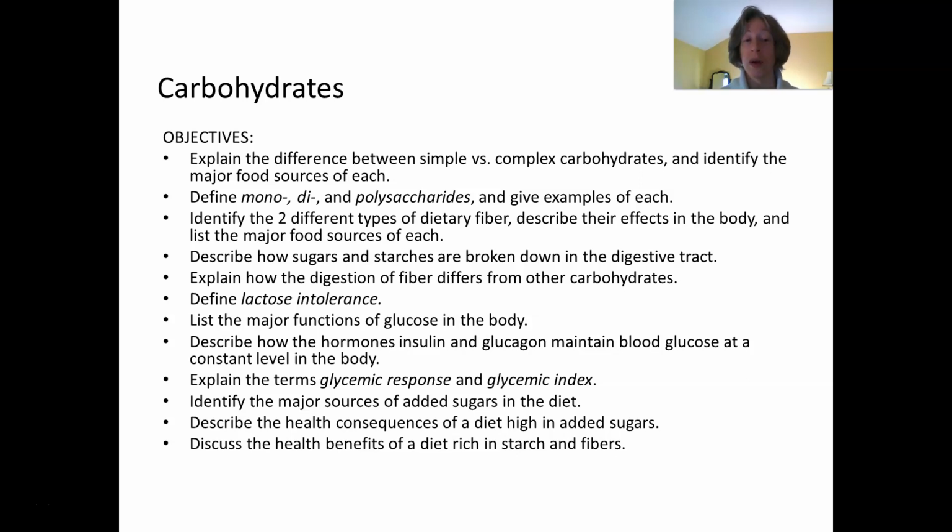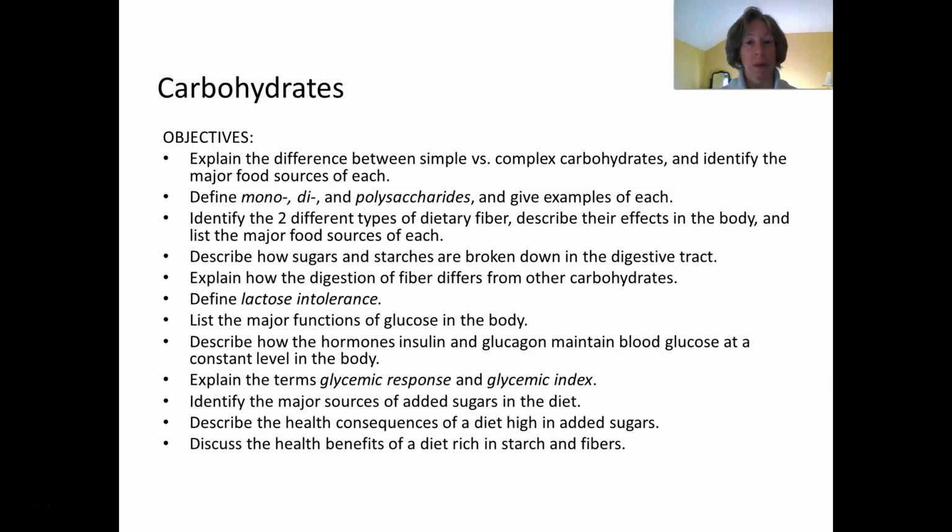And know that the simple ones include the mono- and the disaccharides, and the complex ones include the polysaccharides, so multiple single sugar units. And for the polysaccharides, there are three major types, two of which we find in our diet, which include starch and fiber, and those are found in plant foods. And the third type of polysaccharide or complex carbohydrate is glycogen. We don't find it in our diet, but we make it in our body.